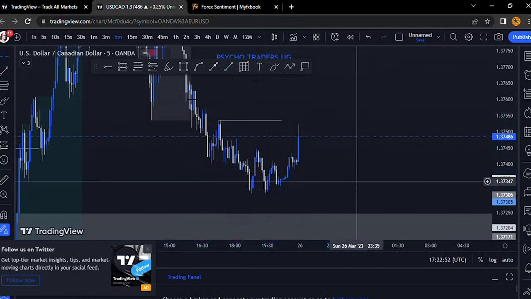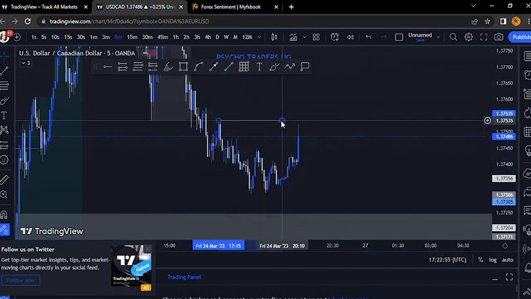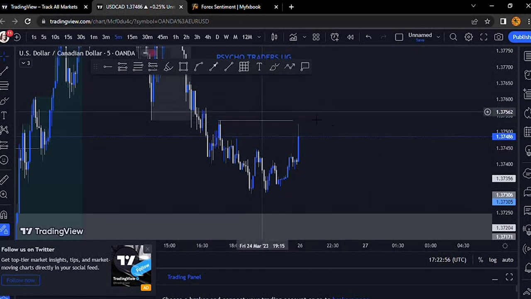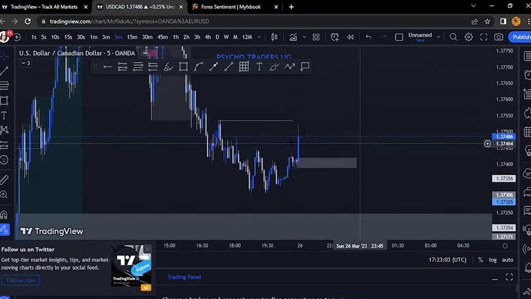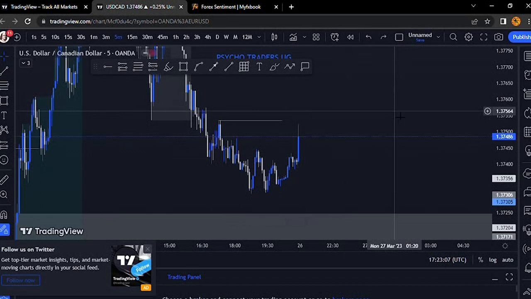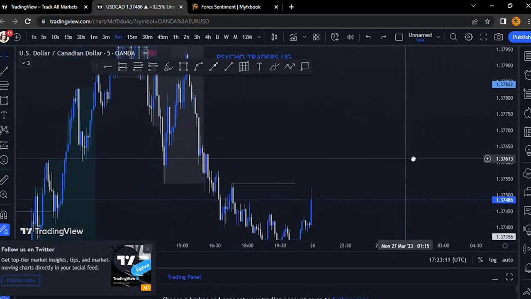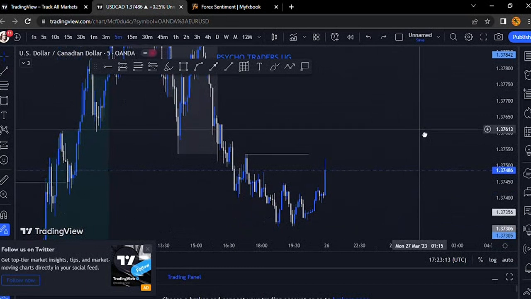So if we break out that range and we are bullish, I'll look out for my zones, and those will be my zones, and I'll be looking for confirmation in those areas. Okay, so as simple as that. 3-box, so that's what I'm looking for. I'm looking to take USDCAD to the moon.